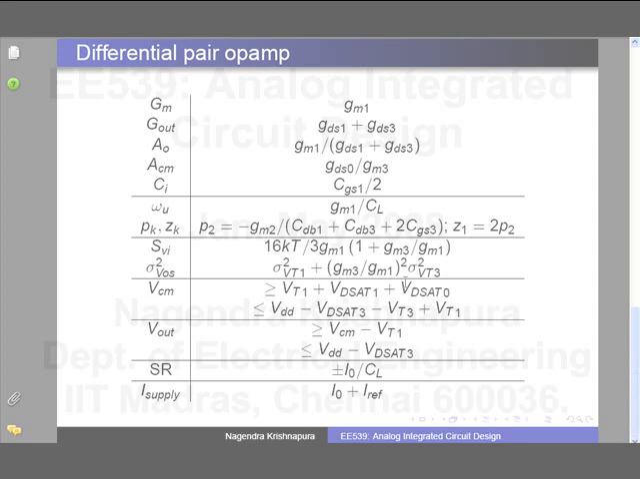Now I want to get the same op-amp, same unity gain frequency, but with a smaller current consumption. What will I do? I want to reduce the power dissipation in the system. How will I do that? Obviously, that's a very important goal. The whole idea is to design everything at low power.